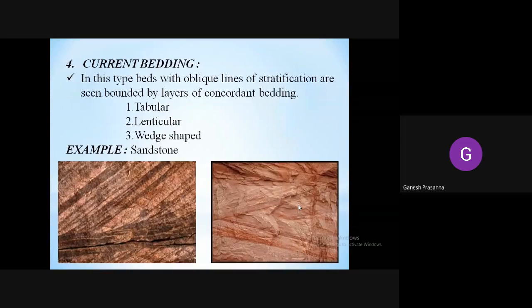Okay, so during that time, whenever the water is flowing, the sediments are also taken along with it. So that will lead to the currents flowing in one direction. The water currents will be flowing in one direction, wherein the sediments also will be flowing in the same corresponding direction. So when they get deposited, they deposit in such a way that resembles the flow of the water current. Okay, so such type of bedding is called current bedding.